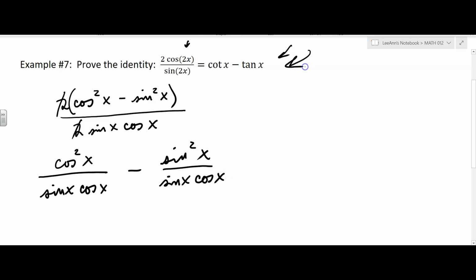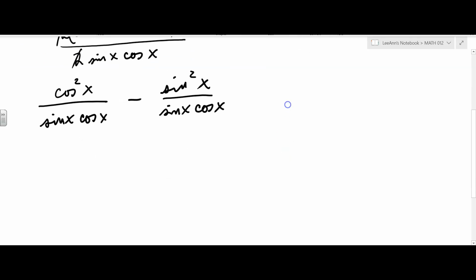Well, look over on the right hand side. You have subtraction, right? A term minus a term. So that's what I'm trying to get. That's why I would split those up.